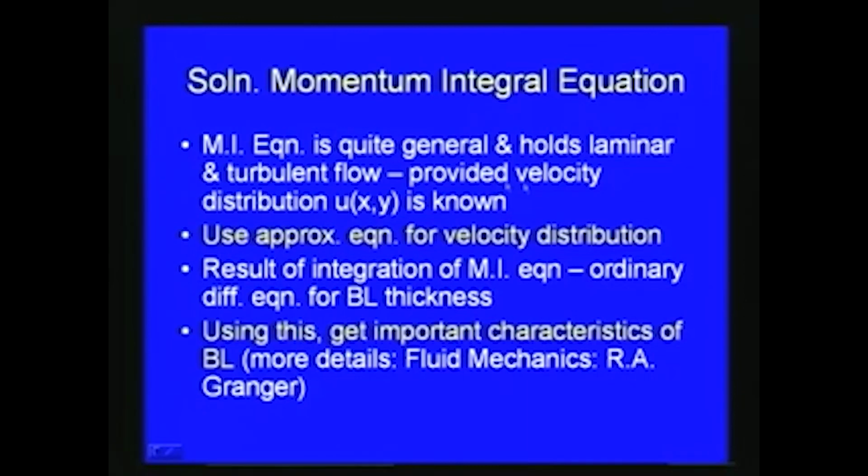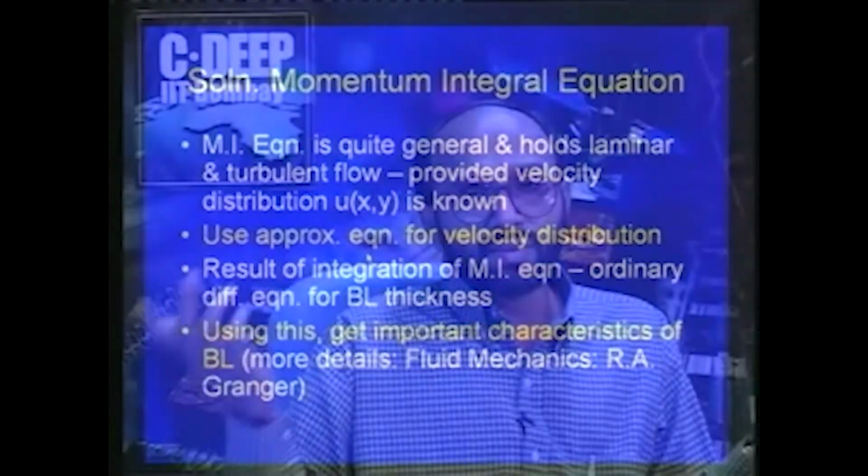So, this equation is valid for laminar as well as turbulent flow, provided the velocity distribution u(x, y) is known. So, if the velocity variation in x and y directions is known, then we can use this generalized momentum integral equation, and it holds for laminar as well as turbulent flow. To get the solutions, generally we can either start with an approximation for the velocity distribution and then try to find out the boundary layer thickness or the momentum thickness or the displacement thickness delta star, or we can start with these parameters, delta star and delta, and then come back to the velocity.